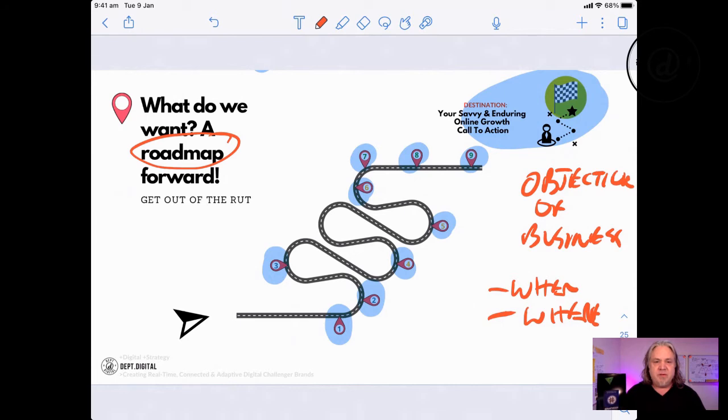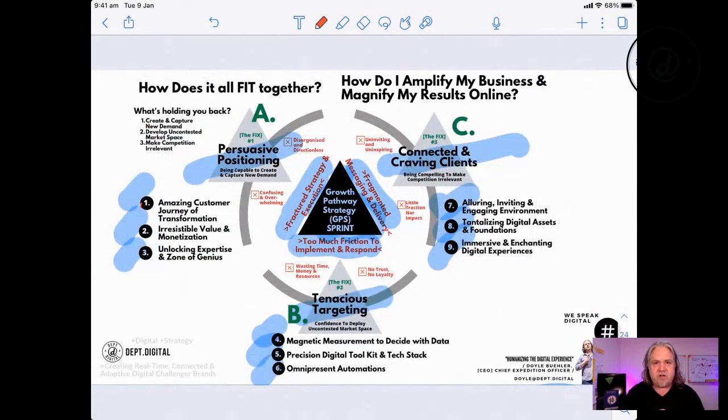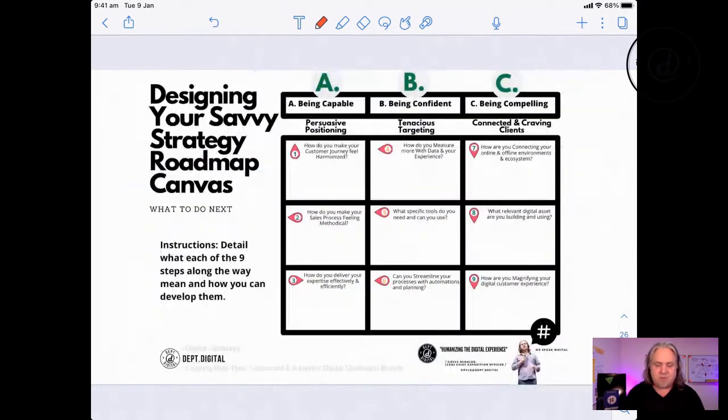All right, so let's continue here. So hopefully that makes sense. So this fundamentally is that roadmap. And we've taken these 9 steps from the 3 frustrations, grouping them together as well to be able to create that roadmap. Now I want to help you simplify this a little bit more, so that you can actually take some action here. So remember, we talked about persuasive positioning, tenacious targeting, connected and craving clients, right? And what did that look like? That looked like our triangle here, A, B, C.